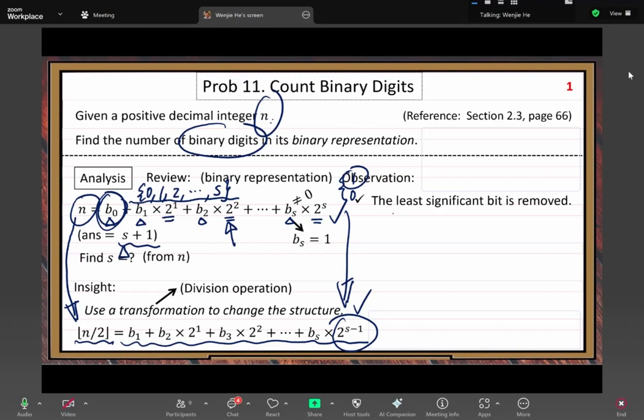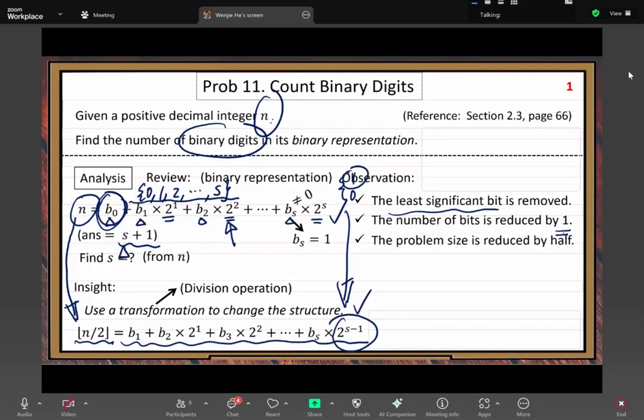We remove the least significant bit. Only one bit. So the number of bits is reduced by 1. The problem size is reduced by half. Now we want to establish a new relationship, a recurrence relation. Size reduced by half, but the value number reduced by 1.